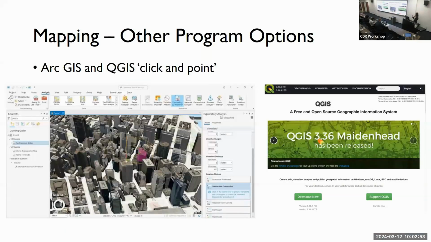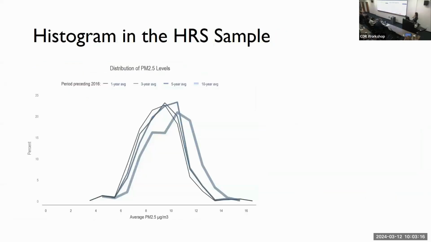Okay, and there are other program options that you can use, which are ArcGIS and QGIS. These are click and point programs, and you can make more sophisticated maps if you want. But one thing to point out is ArcGIS you have to pay for, and QGIS is a free version of a more sophisticated program. And finally, let's suppose that you merge your contextual data with your HRS sample.